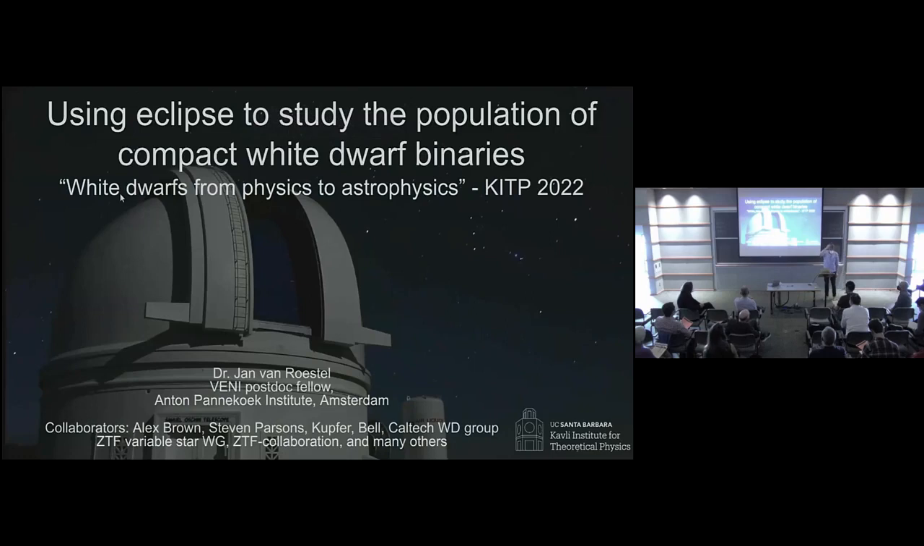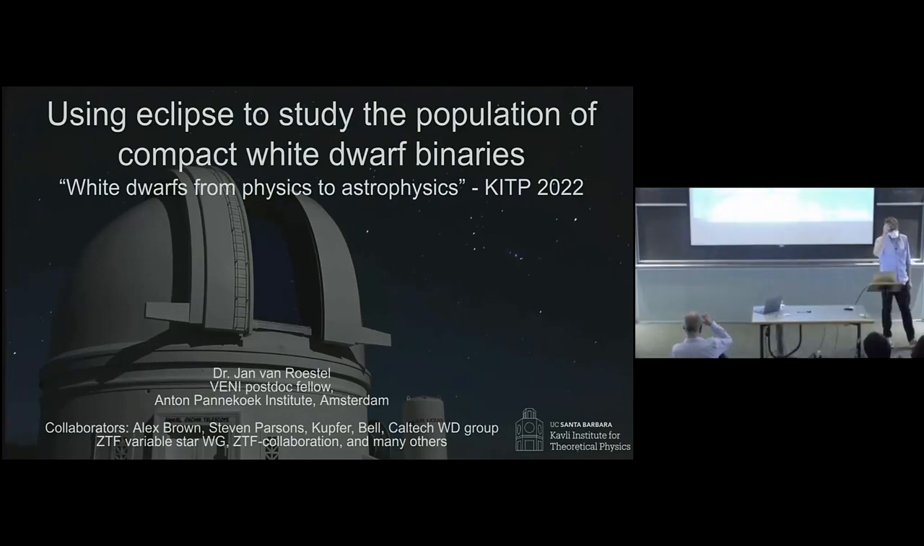So staying on the same topic here, eclipsing white dwarfs. For those who don't know me, I'm Jan Van Roestel. I'm a postdoc at the University of Amsterdam. I actually used to be at Caltech until spring this year, where I worked with the Zwicky Transient Facility shown here.